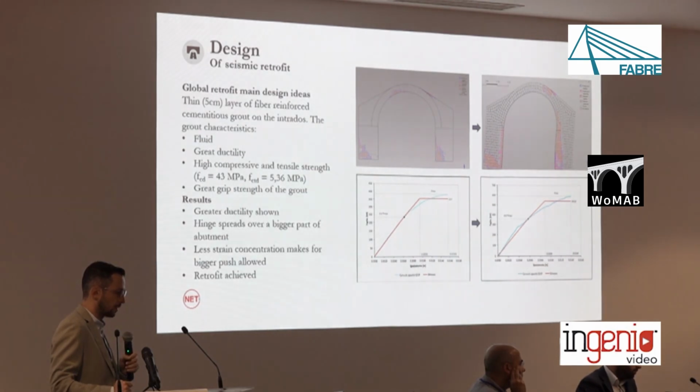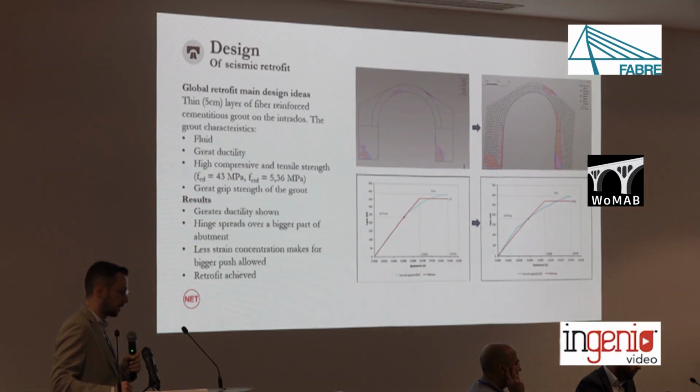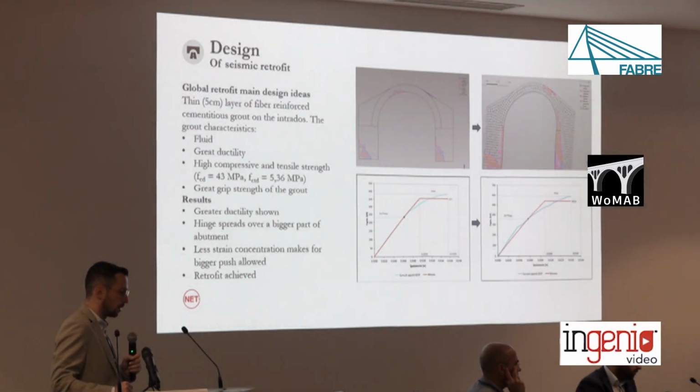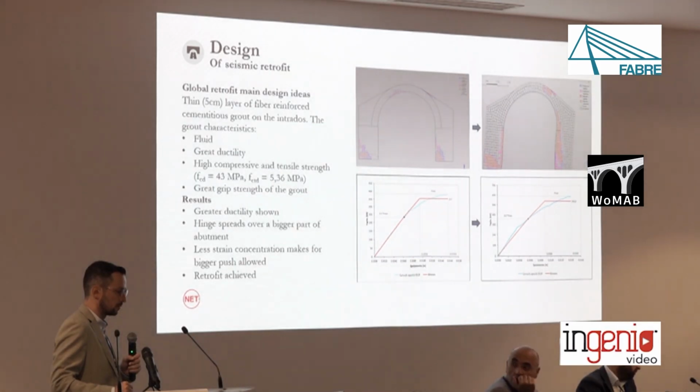So let's look firstly at the pushover curve, so we can see much greater ductility achieved, and looking at the behavior of the bridge, we see that there is a hinge spread thanks to the effect of the grout. This hinge spread allows for less concentration of the compressive strain, which again is the stop criterion of the pushover curve. And all in all, a greater push is allowed thanks to this, and the retrofit is achieved.